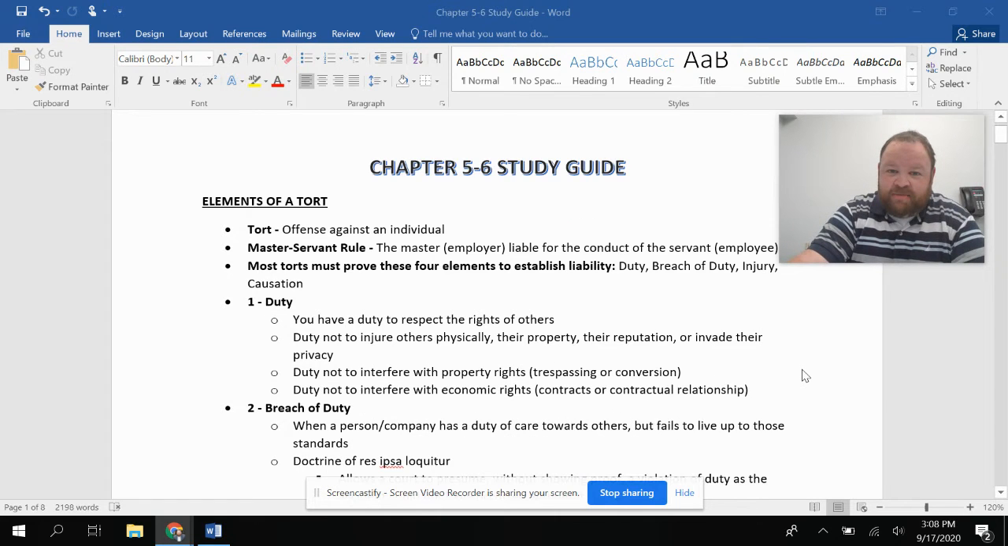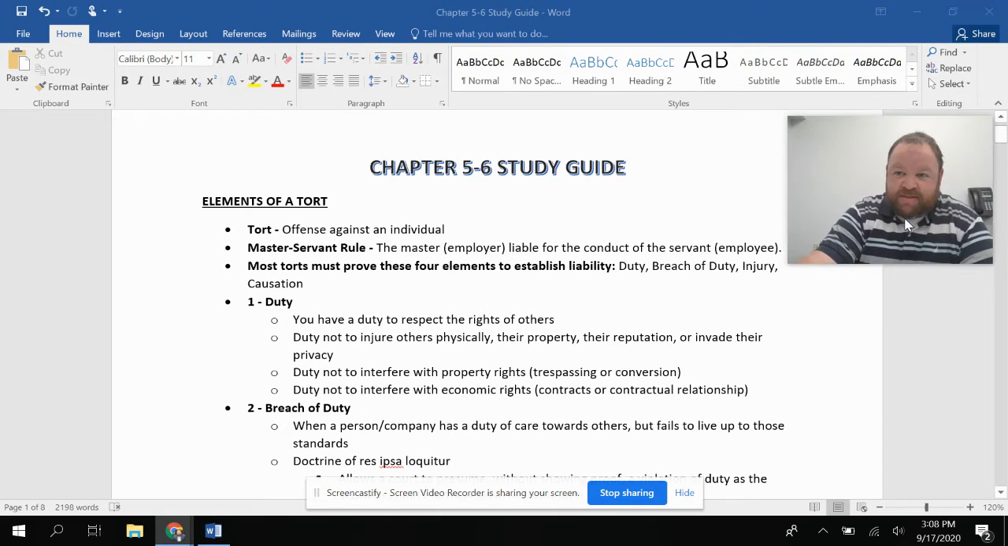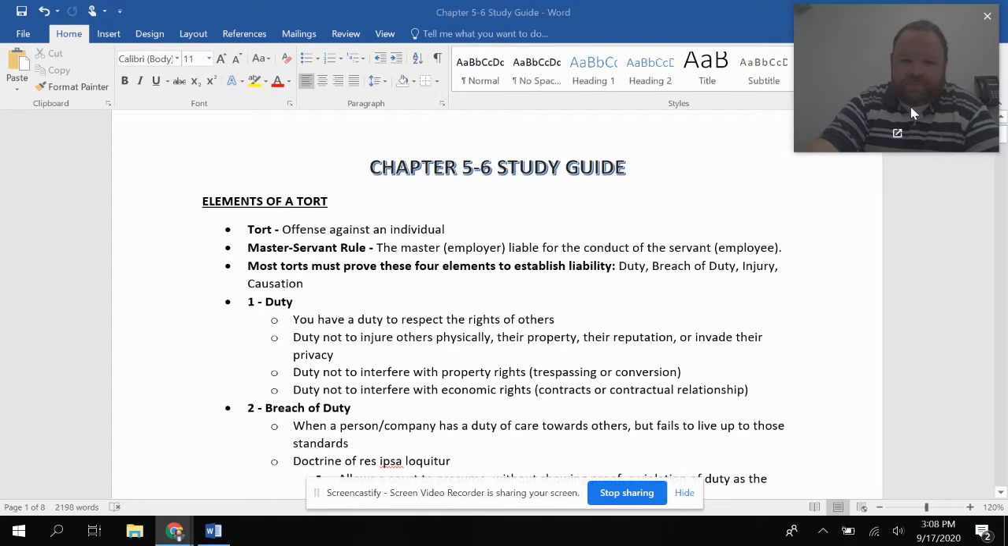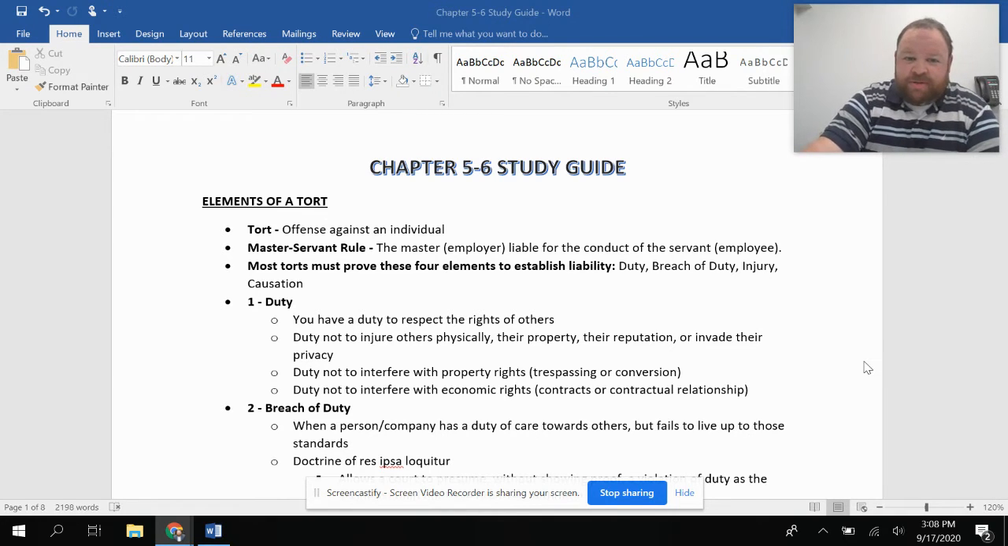So, in chapter 5, we started by discussing torts. As a reminder, a tort is an offense against an individual. A term you need to know is the master servant rule. So, the master is the employer. As we discussed in class, it can also be a parent. It depends on who the servant is. So, employer if it's an employee, parent if it's a kid, or a kid would be the servant.